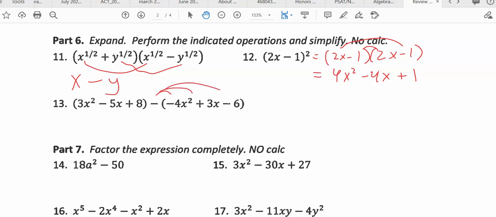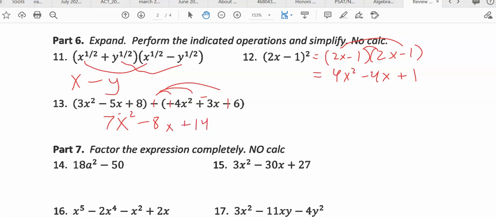Don't forget to distribute that to all the terms. I sometimes change this to plus, minus, minus, plus. Then just add like terms. 3x squared plus 4x squared is 7x squared. Negative 5x minus 3x is minus 8x. 8 plus 6 is plus 14.